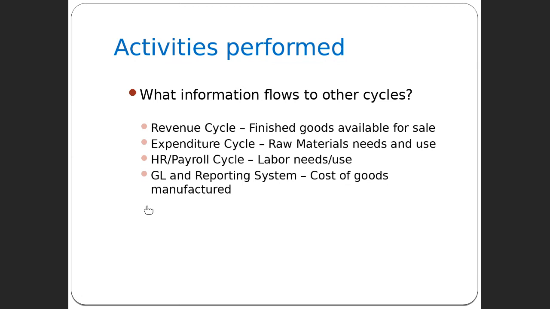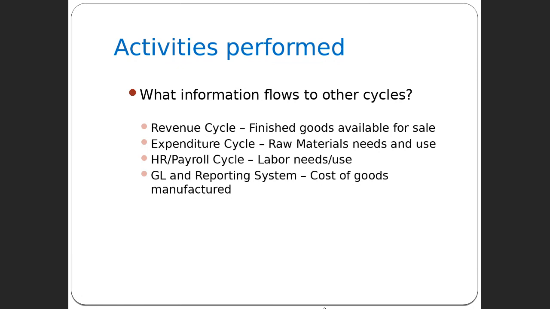If you remember back in chapter 2, when we discussed the 5 different business cycles, we had these 5 cycles in a circle, and in the middle of that circle we had the general ledger and reporting system. This is the central accounting information system where the cost of goods sold data is sent from the production cycle, so that they can prepare the accounting reports and the financial statements.